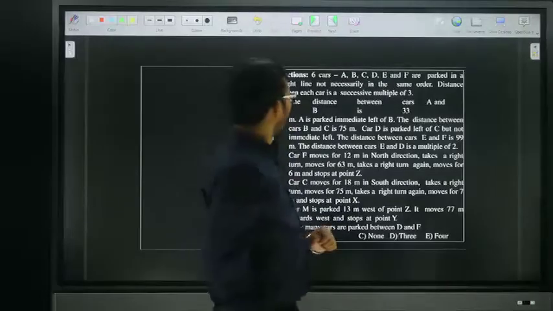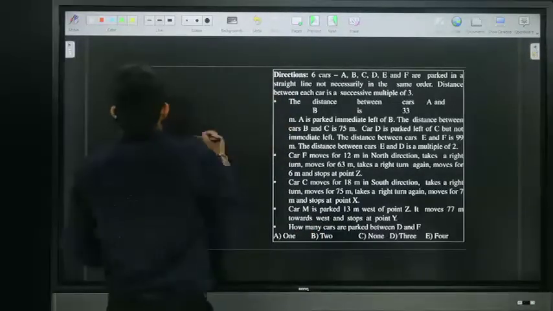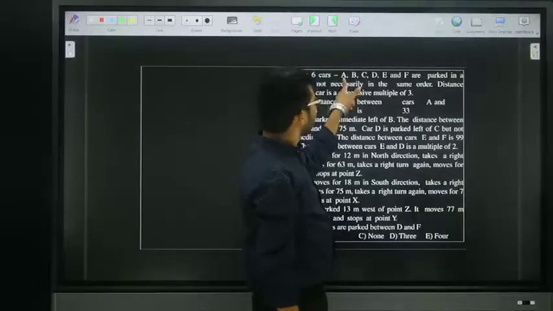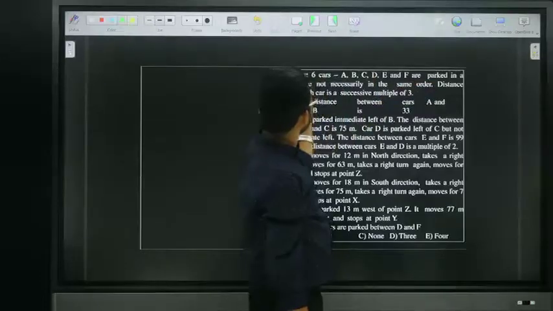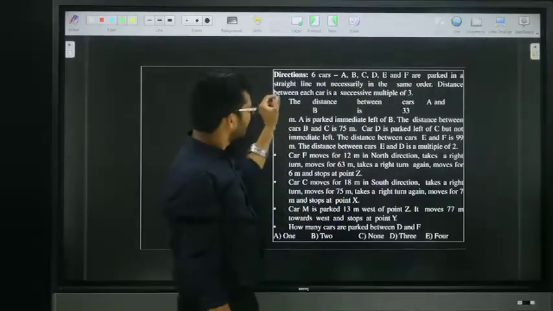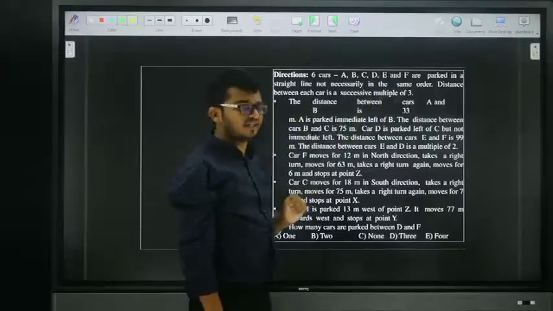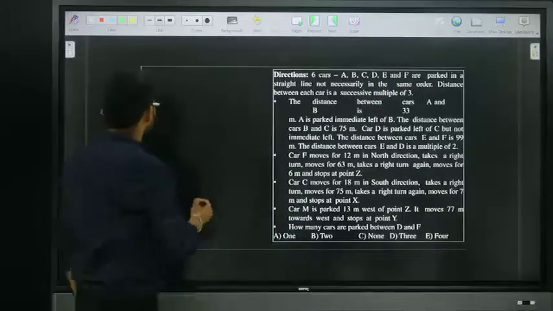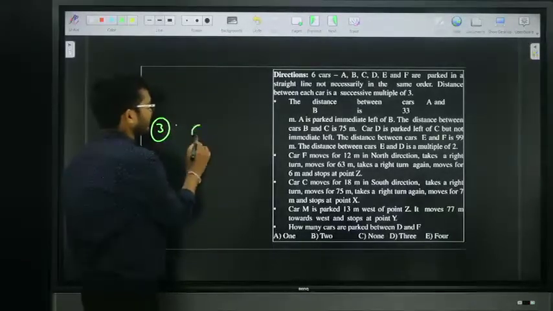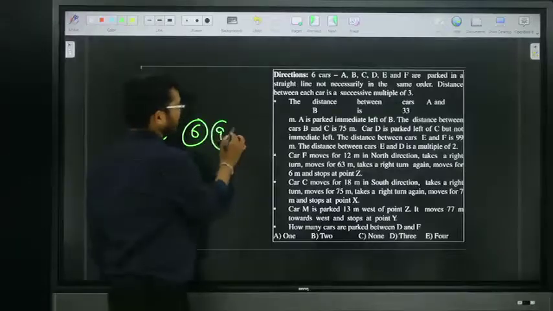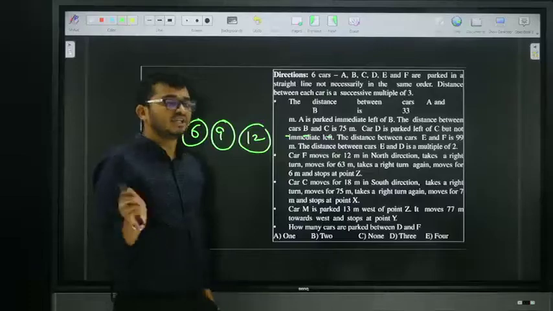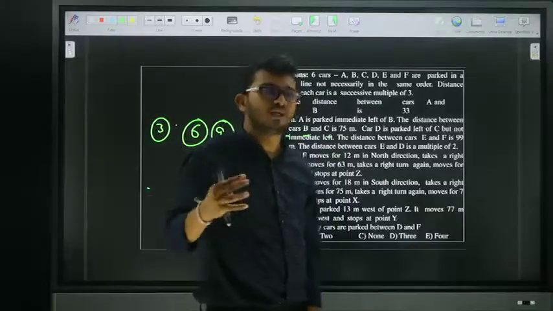Here, friends, they mention that in total we are having six cars, A to F, parked in a straight line, but not necessarily in the same order. The distance between each car is a successive multiple of 3. Suppose we take 3, the next successive multiple is 6, then 9, then 12, and so on. They mention successive multiples.